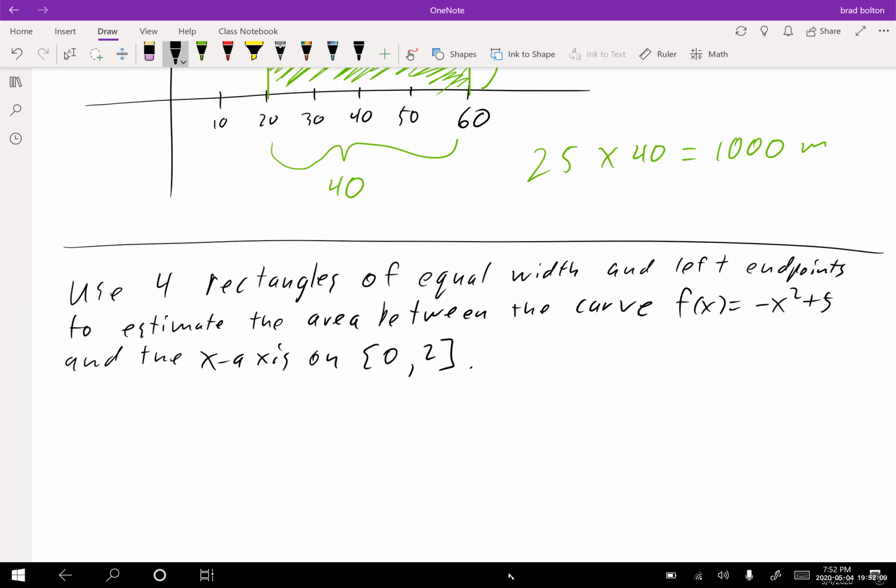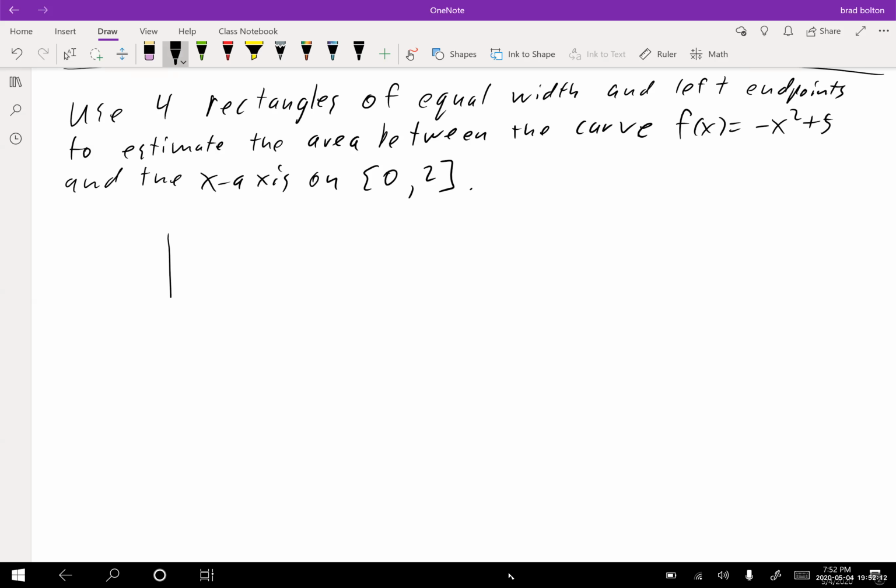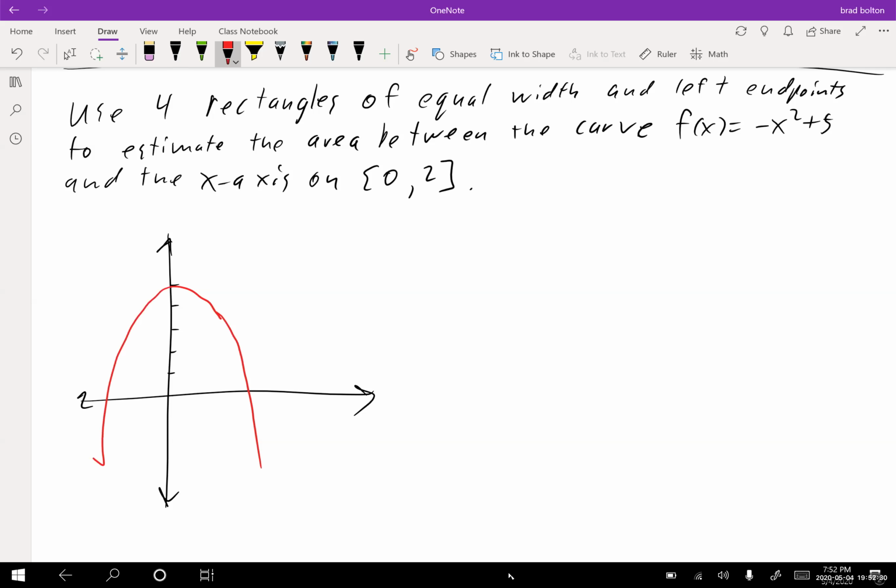Okay, so we're going to use 4 rectangles. So the first thing I have to do is create this little graph. You guys know that this is a downward facing parabola that starts up at 5. So 1, 2, 3, 4, 5. So let's draw this guy, and he's downward facing. So it's like that, and it's like that. However, I don't really need that because we're only going from 0 to 2. So let's go 1, 2. I think 2 comes pretty darn close to the end.